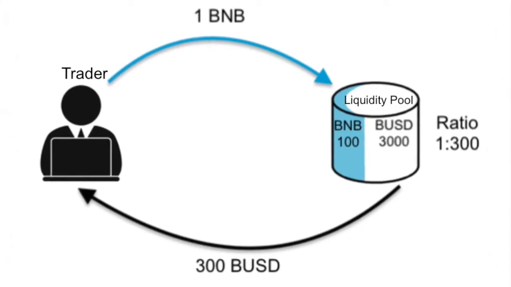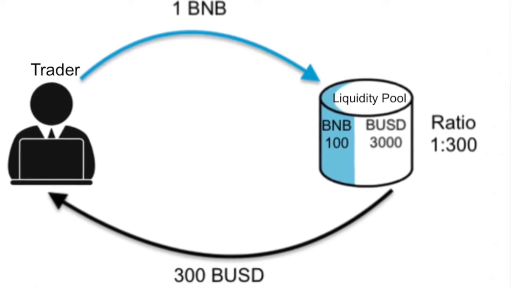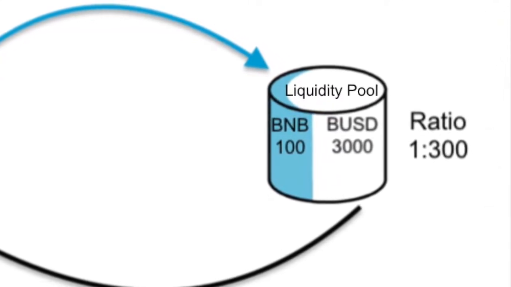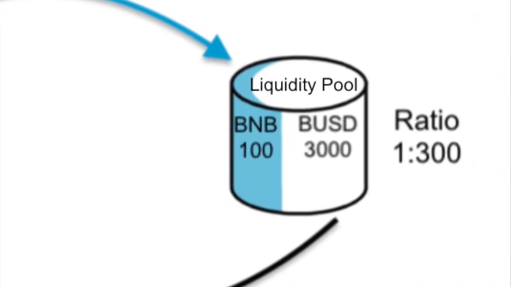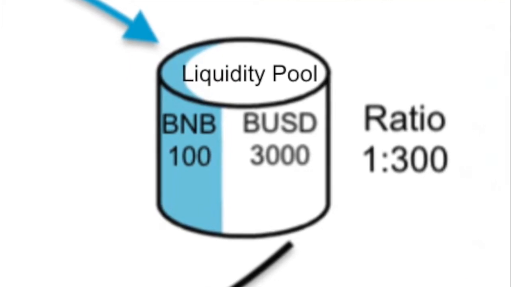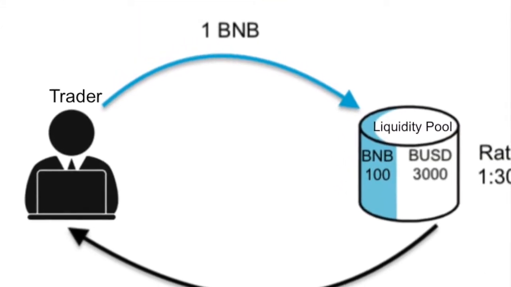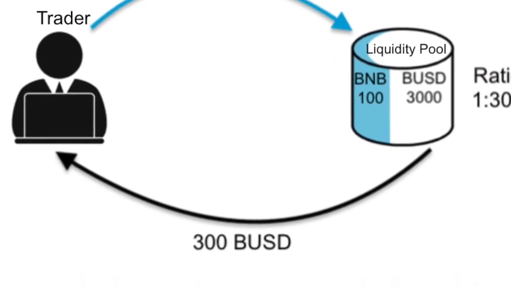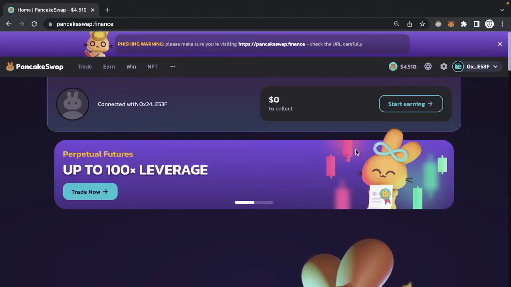So for example, for the BNB BUSD liquidity pool, if there's 3,000 BUSD and 100 BNB, then the ratio of BUSD to BNB is 300 to 1. If you sell one BNB to that liquidity pool, then it will automatically send you back 300 BUSD as per the ratio. To swap one currency for another with PancakeSwap is incredibly easy.